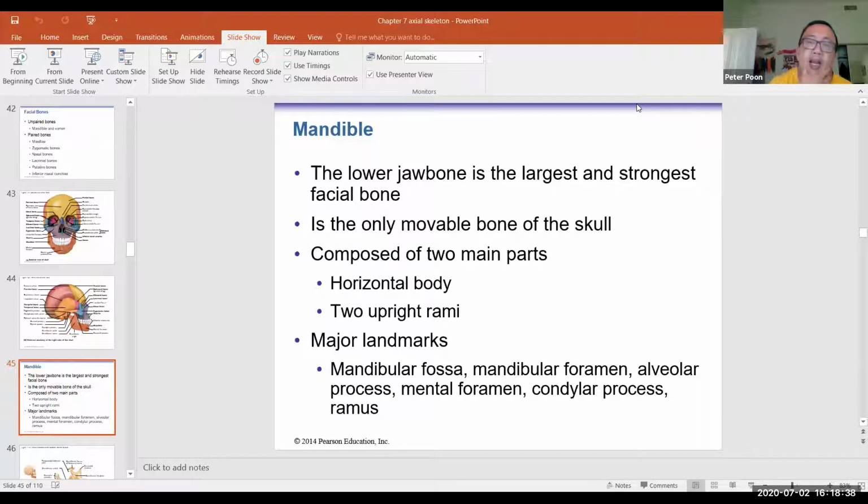Okay, the mandible is the lower jawbone and the largest and strongest facial bone. It's the only movable bone of the skull. So for all the muscles and stuff our skull has, it only has one movable joint. That's this one right here. And that joint is called the temporomandibular joint, or TMJ for short. And no, you cannot use that on the quiz, or the exam.